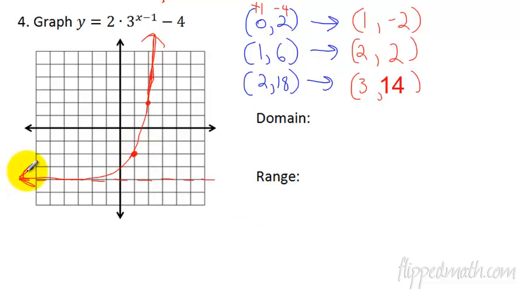There is my graph. Domain, easy peasy, all real numbers. That's what it always is for exponential functions. But the range is different. Its y is greater than, because it's above the asymptote. But what's this asymptote? It was shifted down 4, so its y is greater than negative 4. All right, we're done with all of the skills portion of the lesson.